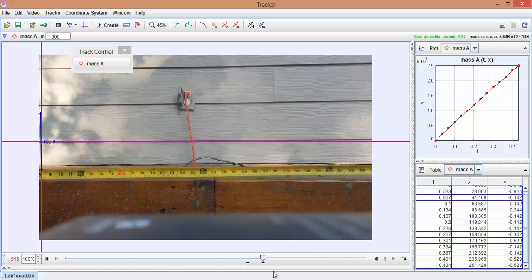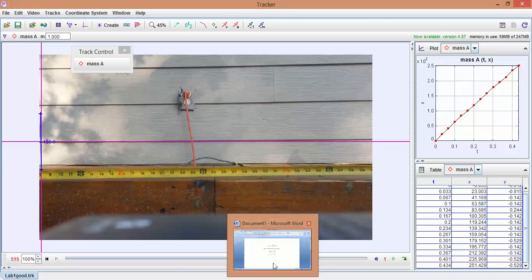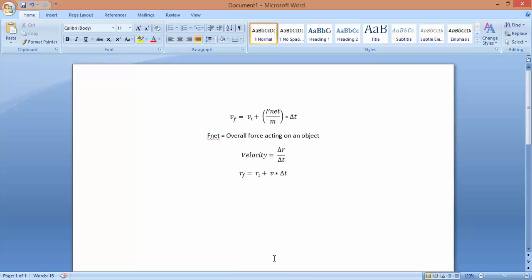So now I'm going to go through Newton's second law, the equation we use to calculate the constant velocity of the ball's movement. Newton's second law states that the final velocity equals the initial velocity plus the net forces acting on the object divided by the mass of the object times the change in time.